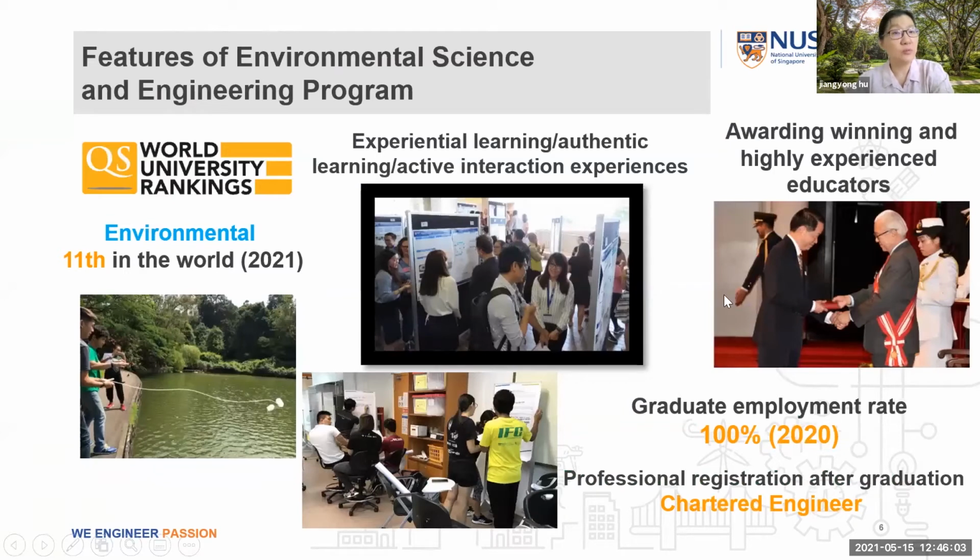Okay, so come back to this environmental science and engineering program at NUS. Why should you consider us? I'll give you a few unique features of our environmental science and engineering program. First of all, according to the QS World University Ranking, NUS Environmental ranked number 11 in the world. This is the 2021 ranking, so this is a very good ranking.